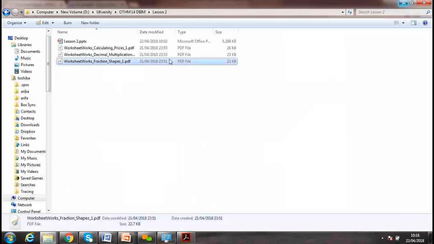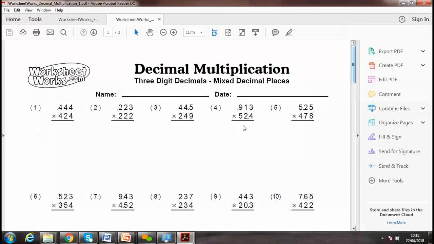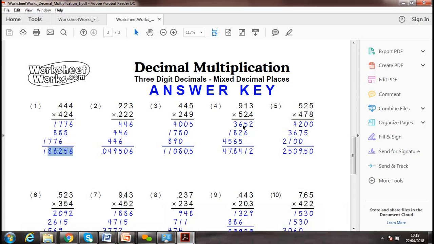We did an example yesterday, so today I'll show you decimals. So 0.444 times by 424. What do you think? What answer will come? Can we do just one question? So it would be 188.256. Well done. Great. Yes, we can use calculator. No harm. We just want to get the concept.